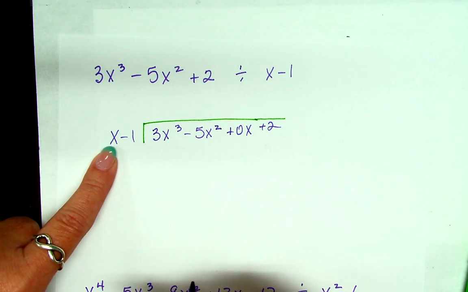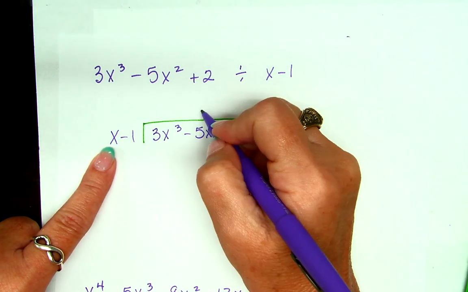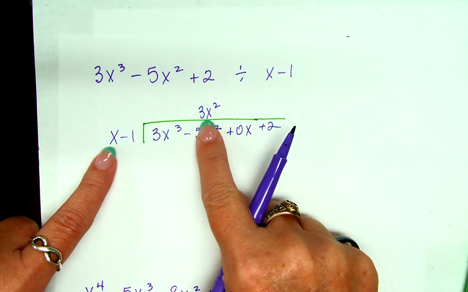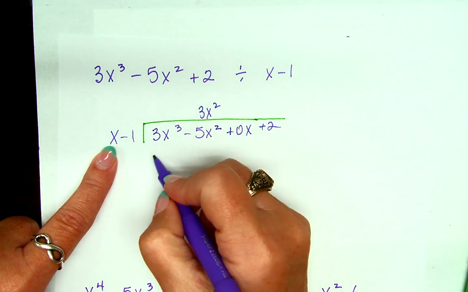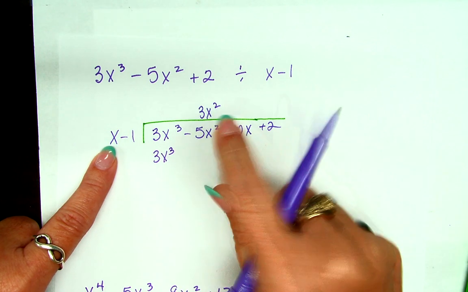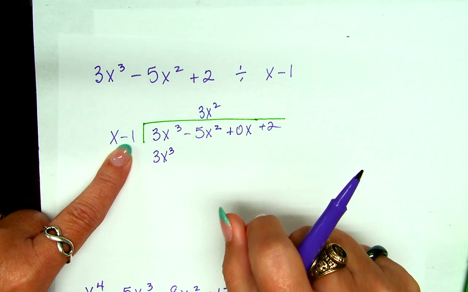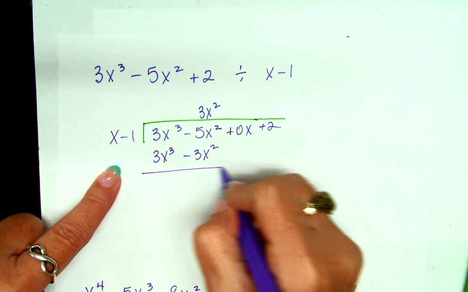You're right. Keep going. 3x squared. Does that make sense? Okay, where does it go? It goes above your line. Above 5, right? So 3x squared. Now what do I do? Multiply 3x squared times x. 3x cubed. 3x squared times negative 1. Negative 3x squared. And now?